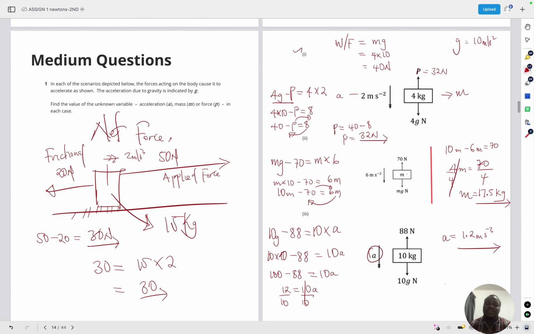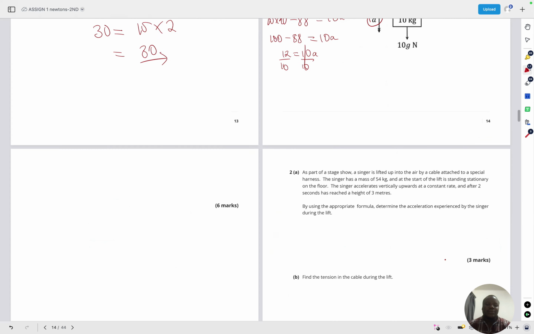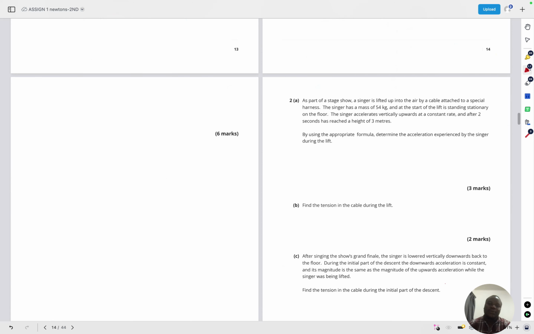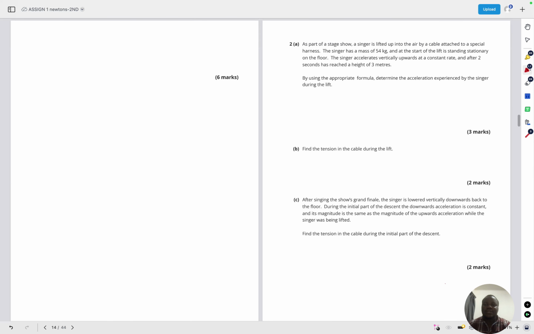And that net force should be equal to the mass of the object times its acceleration. And that's what we are just using here to find the missing components. So let us now look at question number 2 and see if we can do anything on it. All right, so this is question number 2 here.